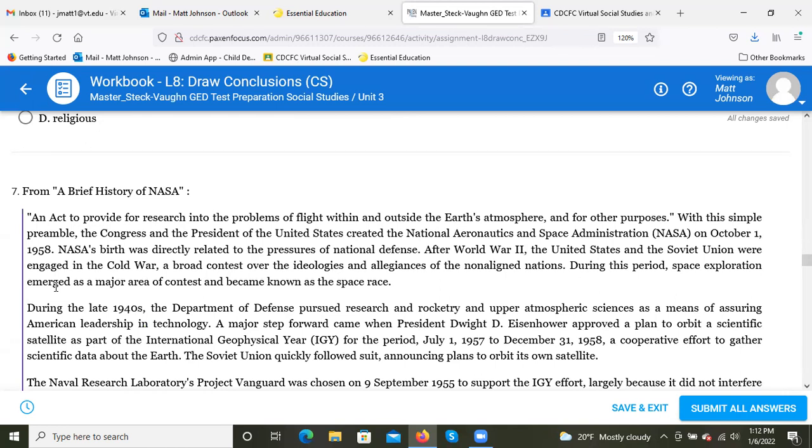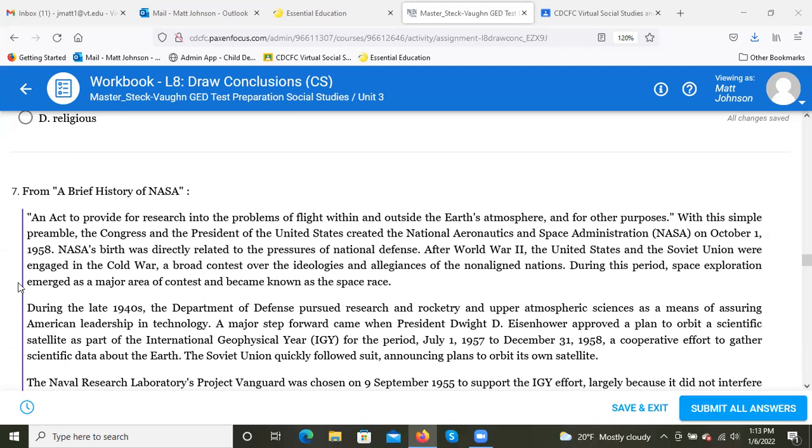An act to provide for research into the problems of flight within and outside the Earth's atmosphere and for other purposes. With this symbol, enable the Congress and the President of the United States created the National Aeronautics and Space Administration, NASA, on October the 1st, 1958. NASA's birth were directly related to the pressures of national defense.